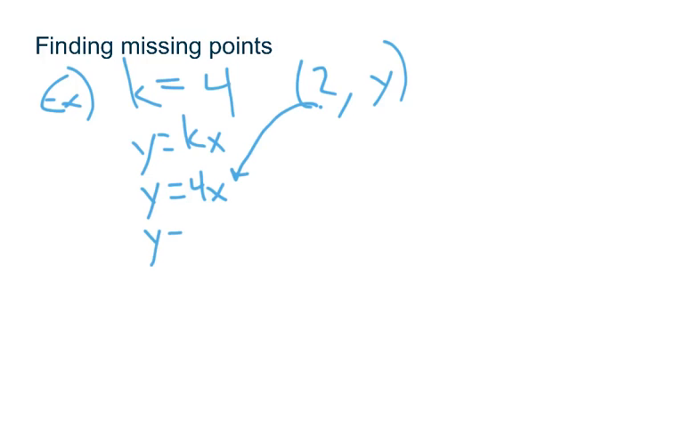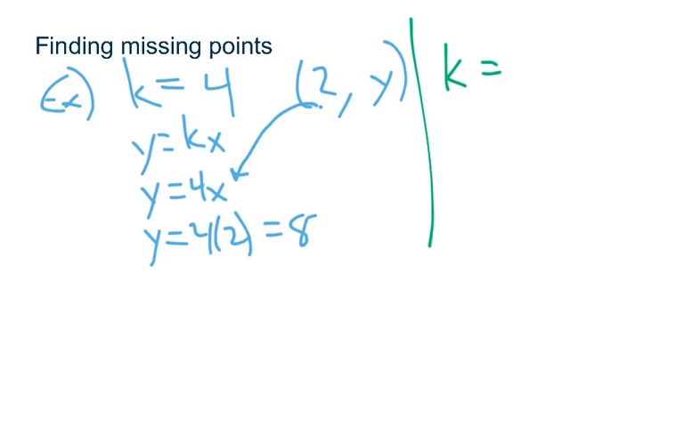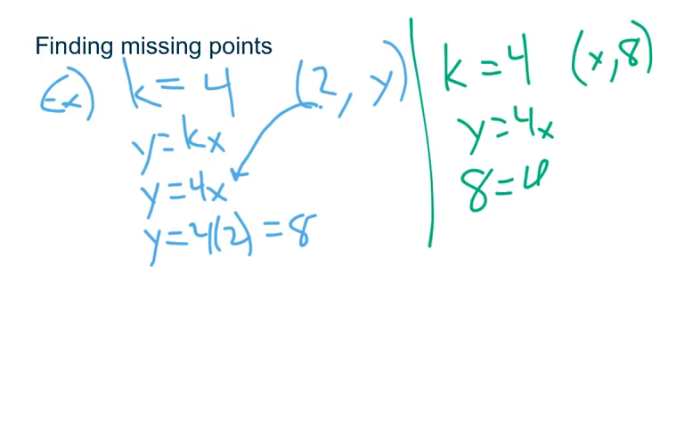And so y would have to equal 4 times 2, which is 8. And likewise, if we wanted to, we could have the same problem. k equals 4, and then you have (x, 8). What is x? Well, y equals 4x. Now you put 8 in for y, 8 equals 4x, you solve, x equals 2. So that's one look.